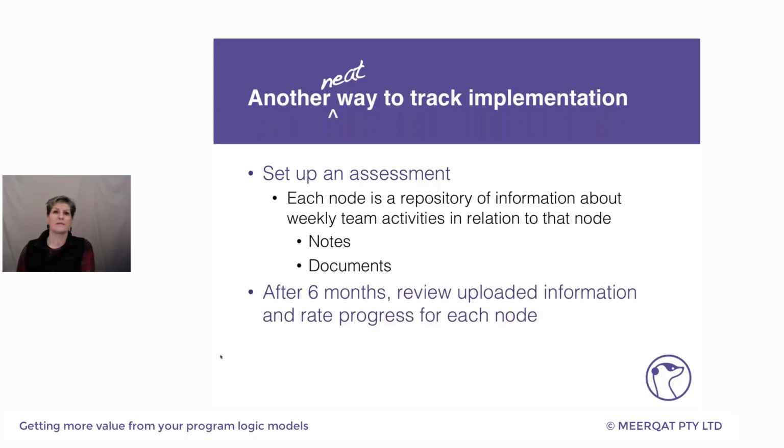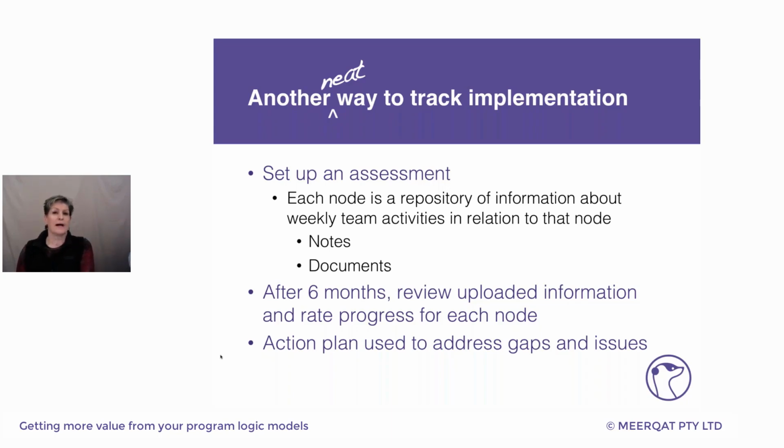Now, at the end of 6 months, the team then works their way through each node, reviewing the comments and the stored documents, and then they use a rating scale that reflects progress over the period. They then use the action plan to address any gaps or issues that they identify in their retrospective assessment of the previous 6 months worth of activity, and that action plan then forms the basis of their work plan for the next 6 months of activity.